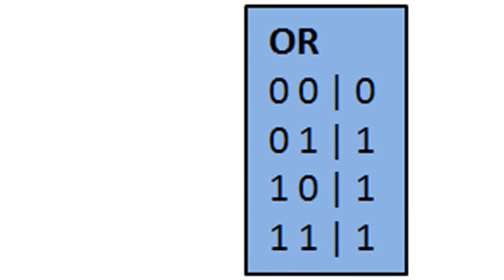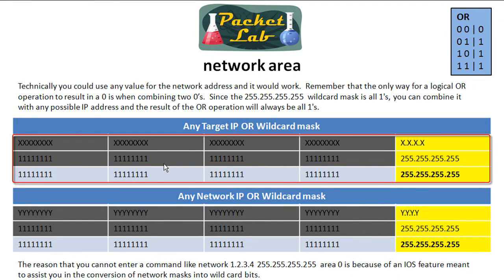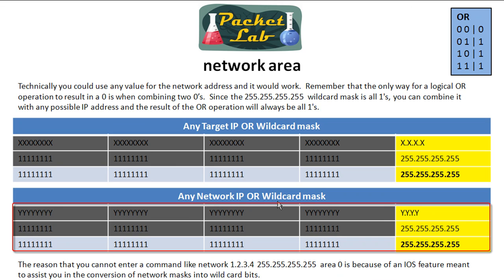Here's our OR table up here: anytime you have a 1 on either side of the OR operation, the result is always going to be 1. So whenever you OR anything, these X's could be either 0 or 1, so any IPv4 address that you can think of, you OR it with the quad 255s, the result will always be quad 255s. Okay, so any target ORed with that wildcard mask will be 255s. Big deal. Any network IP ORed with that wildcard mask will give you the same thing, because one side is all 1s, so it doesn't matter what you throw on this side, 1 or 0, it's always going to end up as 1. So again, you're going to end up with quad 255s.